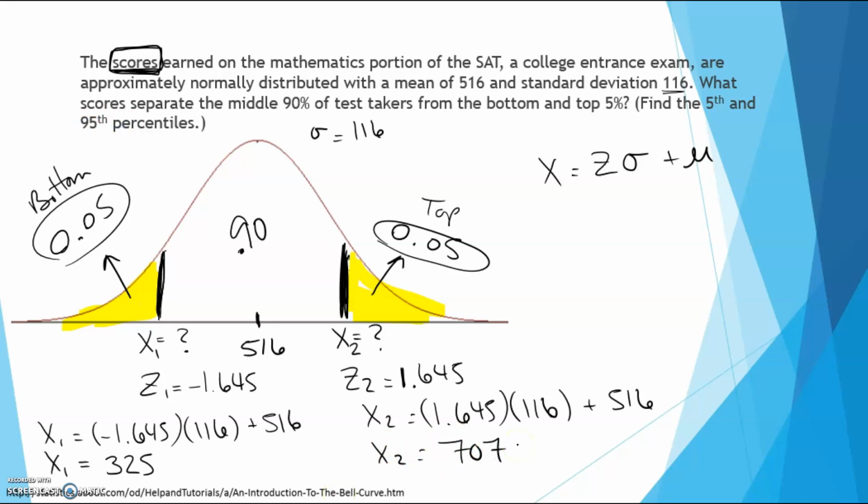So my answer for x sub 1 is 325. There's my first answer. And the answer for x sub 2 is 707. That is my second answer. So what scores separate the middle 90% of the test takers from the bottom and the top 5%? Well, it's 325 and it's 707. Those are the two scores.